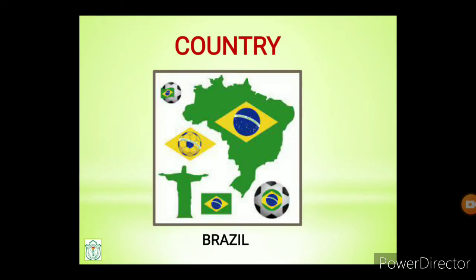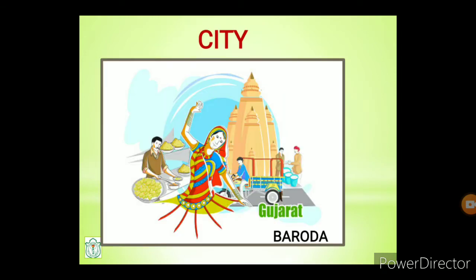See children, this is a country beginning with letter B and having the sound of B. B, B, Brazil. Now, this is a city in Gujarat, also beginning with B and having the sound of B. B, B, Baroda.